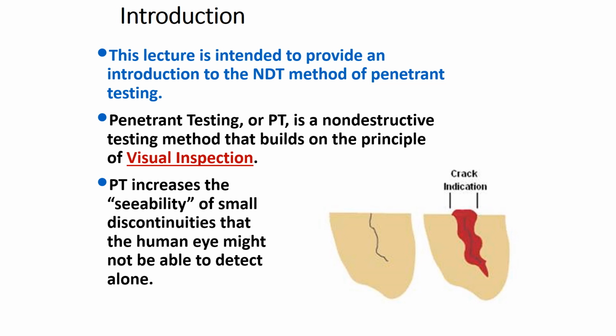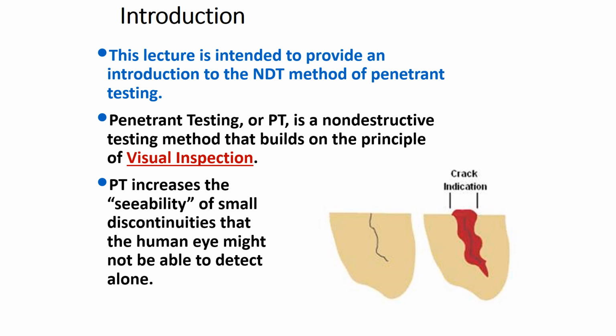Now, for small discontinuities that the human eye might not be able to detect through your bare eyes, PT enhances the seeability of these small defects. You can see the apparent indication that comes from the spreading of the penetrant from the defect increases the width of the crack by, say, 10 times or 20 times. It depends upon the type of defect and the nature of the crack. So this term seeability is very important. You have to remember these things.